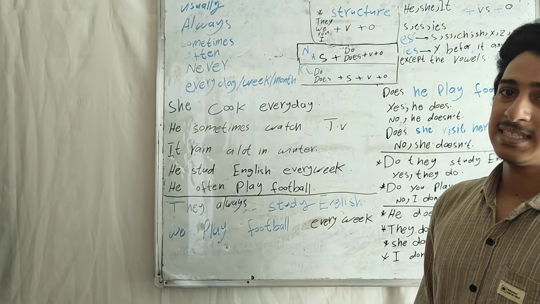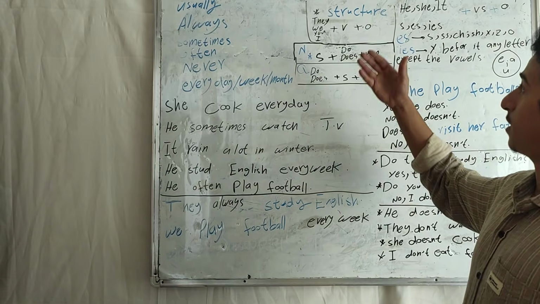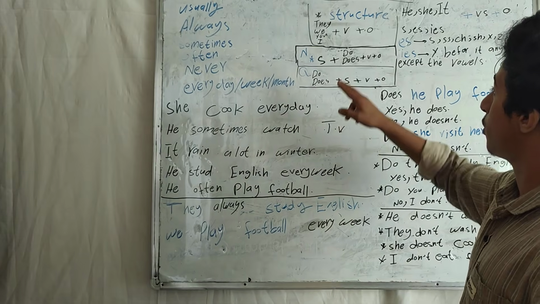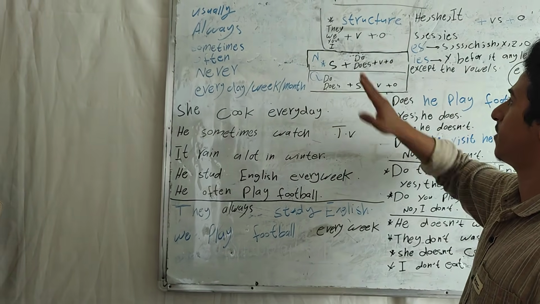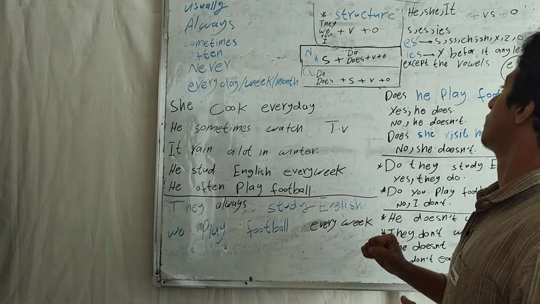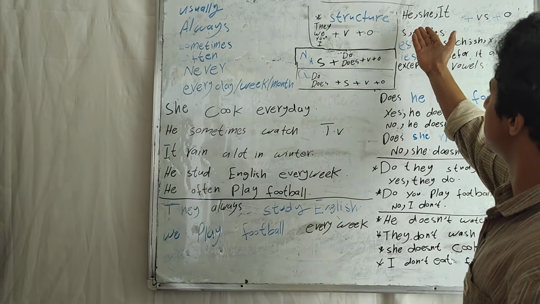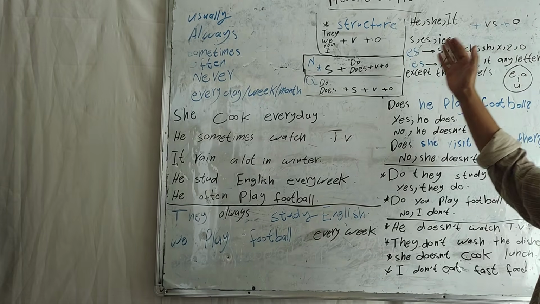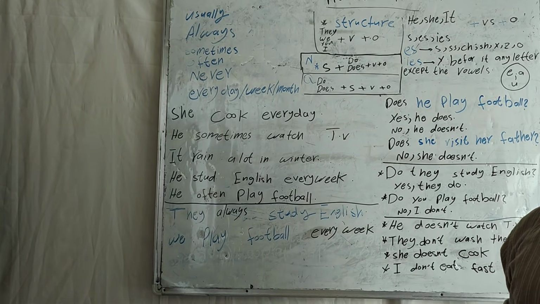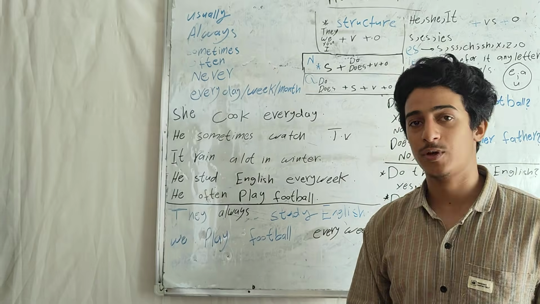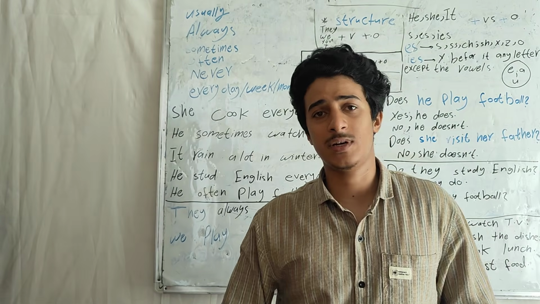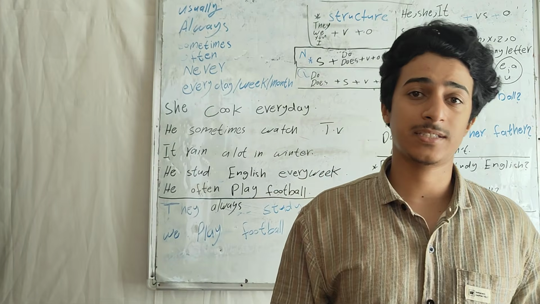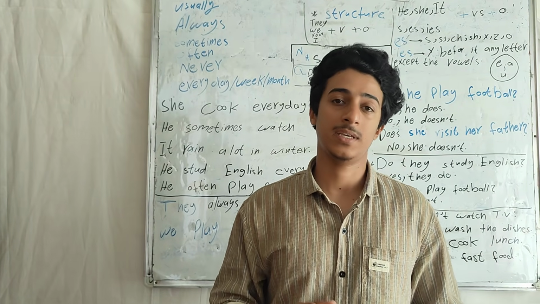Okay guys, let's have a look at the structure of the sentence. Structure of the sentence with they, we, you and I: plus verb plus object. The verb without anything. On the other hand, he, she, it plus verb. The verb here with he, she and it, we add what? S or es or ies. We add s to the verb, like she cooks every day, he plays football sometimes, and like this.